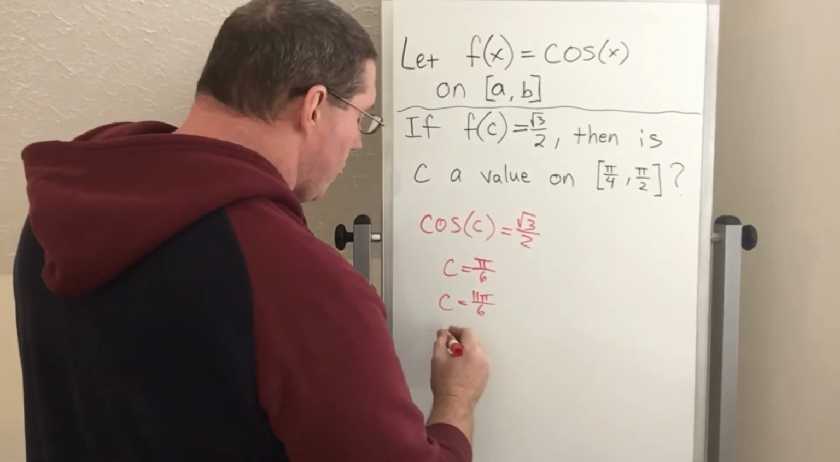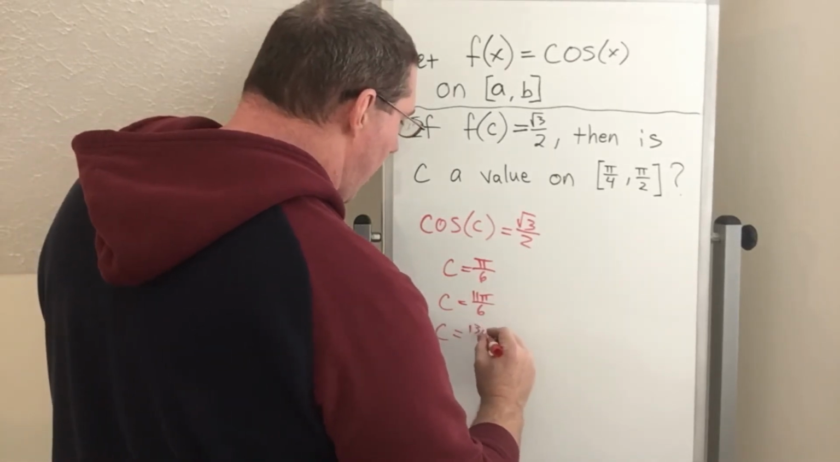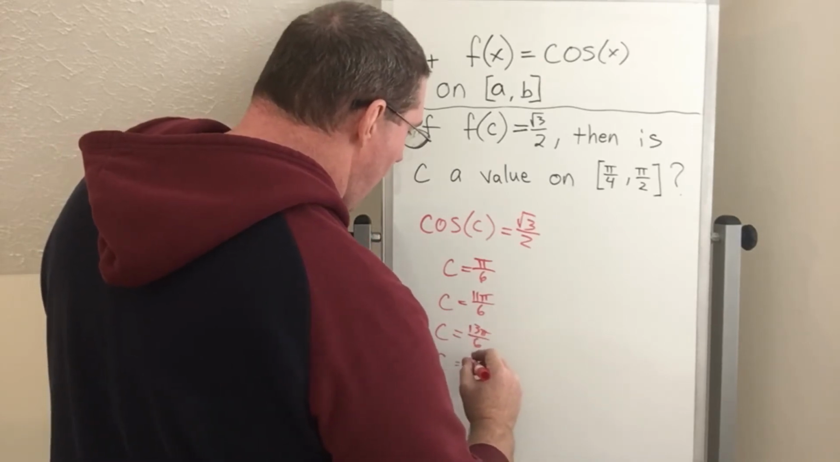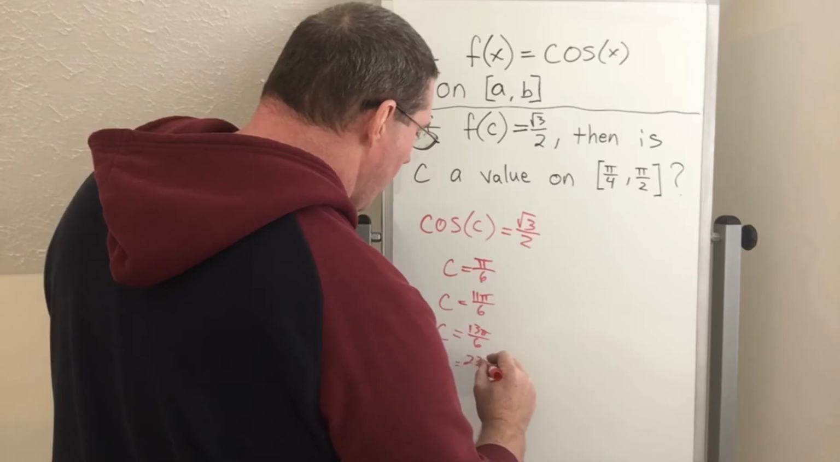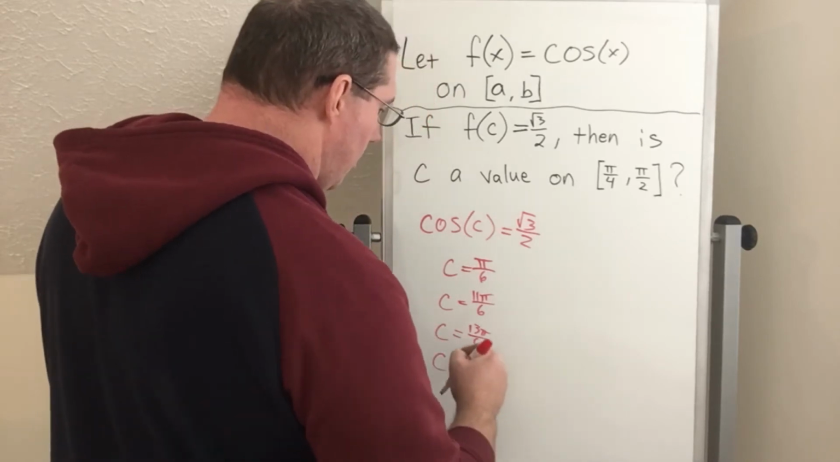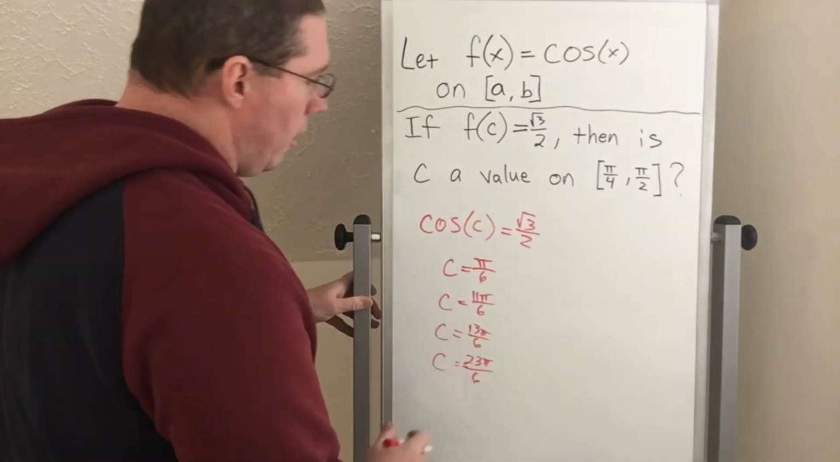And then there's another solution for c at 13 pi over 6. And then another solution for c at 23 pi over, did I get that right? 6, double, 12, 13, yep, over 6, okay? And we can go on to infinity.